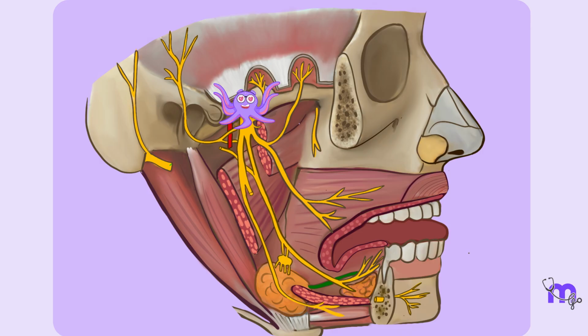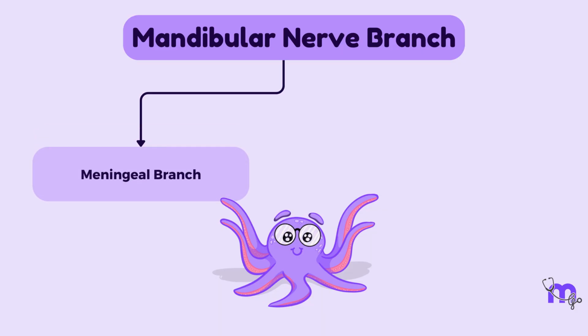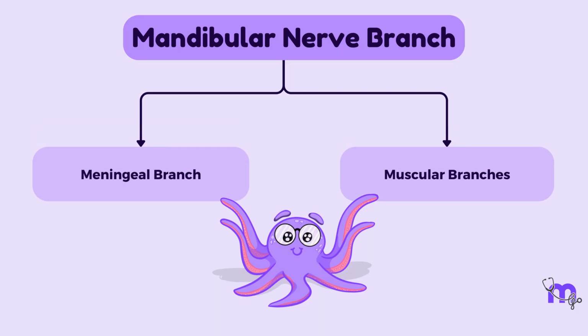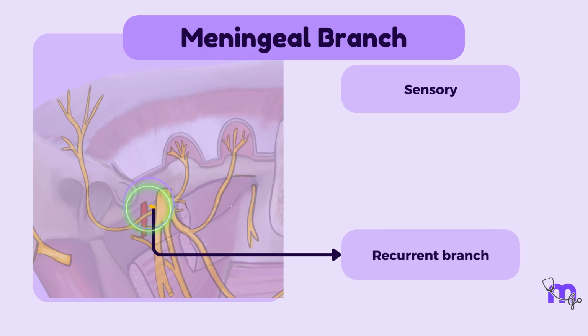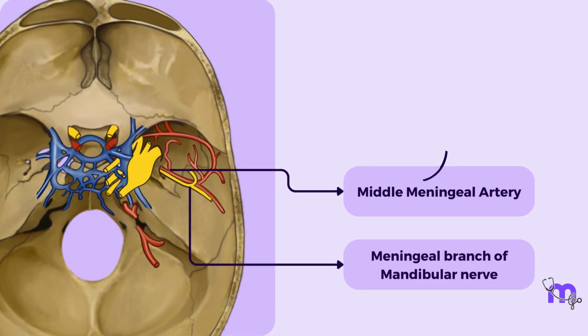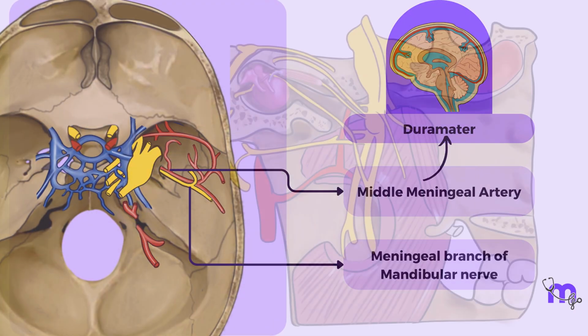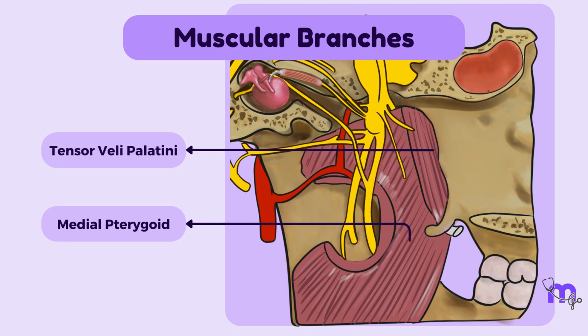Let us explore the branches of the mandibular nerve. These are the branches from the main trunk, which include the meningeal branch and a few muscular branches. The meningeal branch is purely sensory. It is also called the recurrent branch because it turns backwards and goes back into the skull through the foramen spinosum, along with the middle meningeal artery to supply the dura mater. The muscular branches supply the medial pterygoid, tensor veli palatini, and tensor tympani muscles.